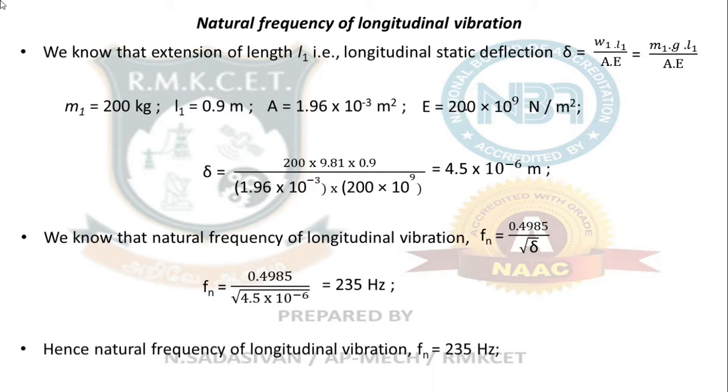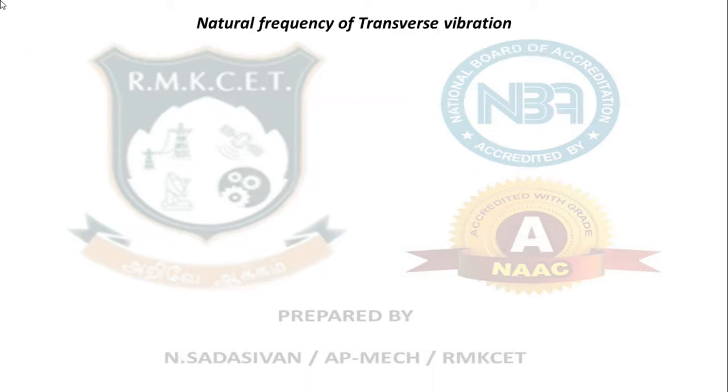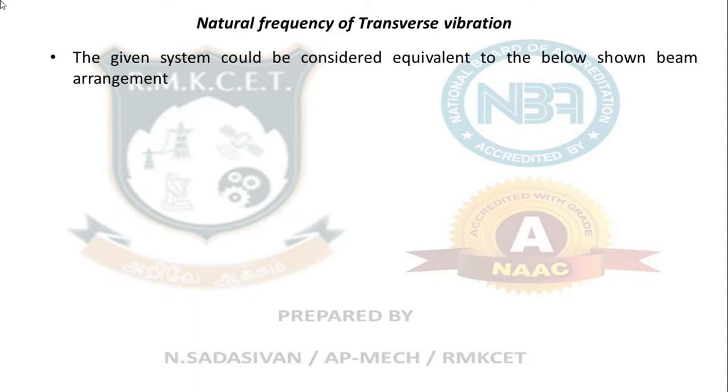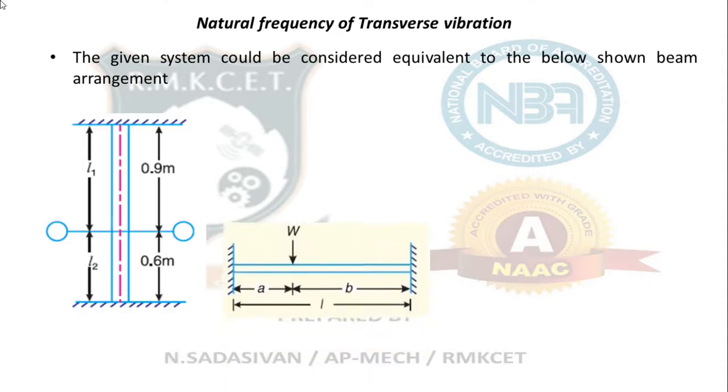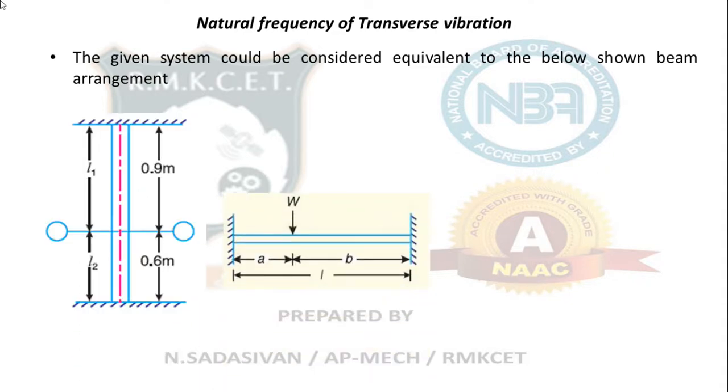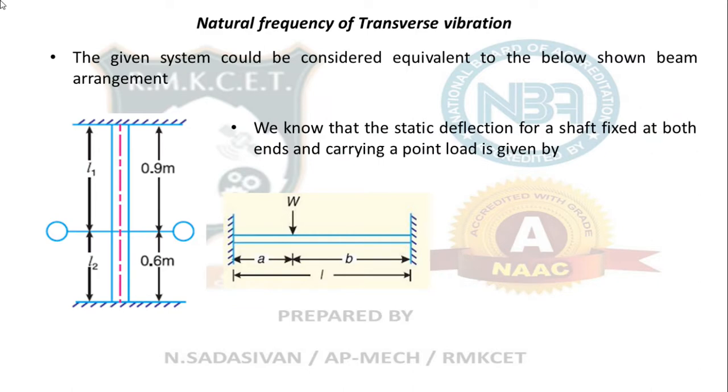Now I am going to solve for the transverse portion of the problem. This could be considered equivalent to this. If you rotate it 90 degrees to the left, anti-clockwise, these two figures will resemble each other. So I can take this deflection formula straight away. Static deflection for a shaft fixed at both ends carrying an eccentric point load, which is not at the center. The formula is W a cube b cube divided by 3EI L cube.